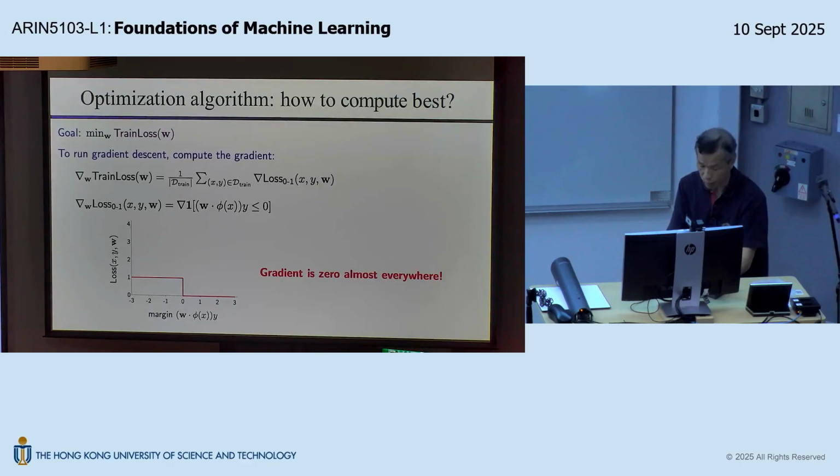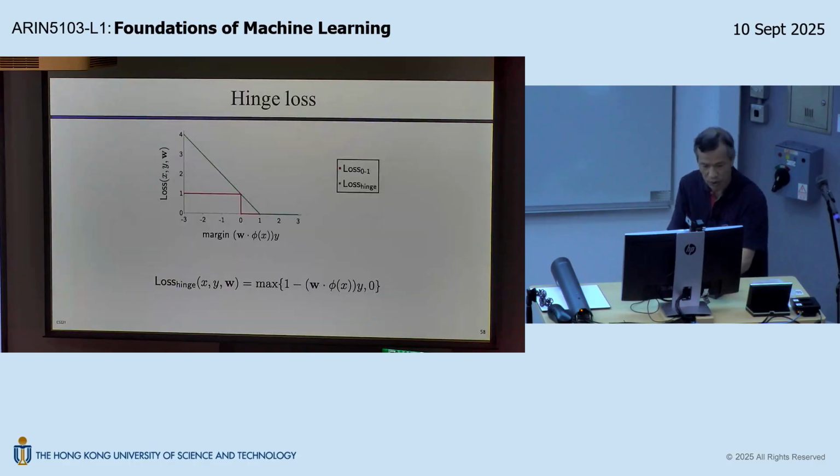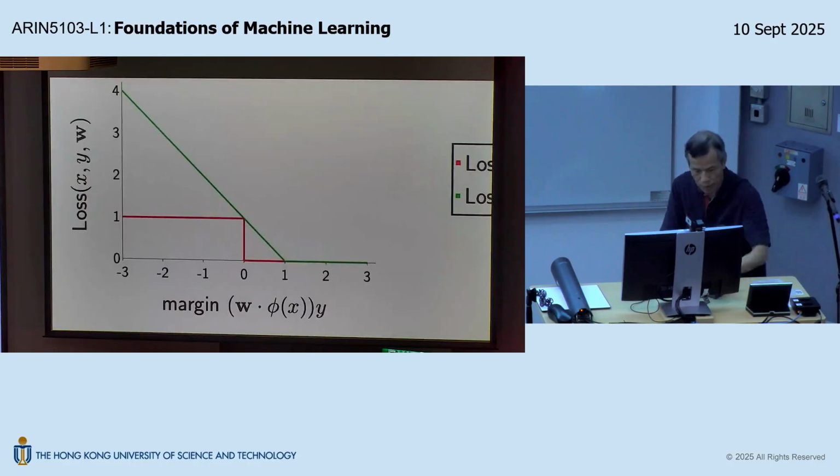If you want to do gradient descent, you better use some other loss. So what loss can we use? The 0-1 loss corresponds to this curve. And the problem, as we said, is that the gradient is basically 0 all the time. So what can we do? There are many ways you can fix it. One thing is that maybe instead of using this, I just replace it by the green curve.